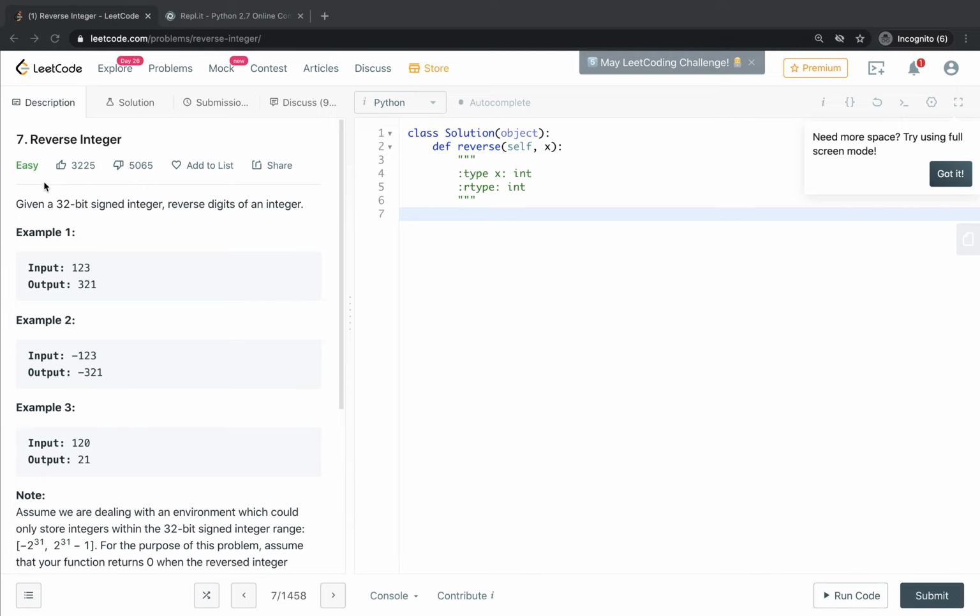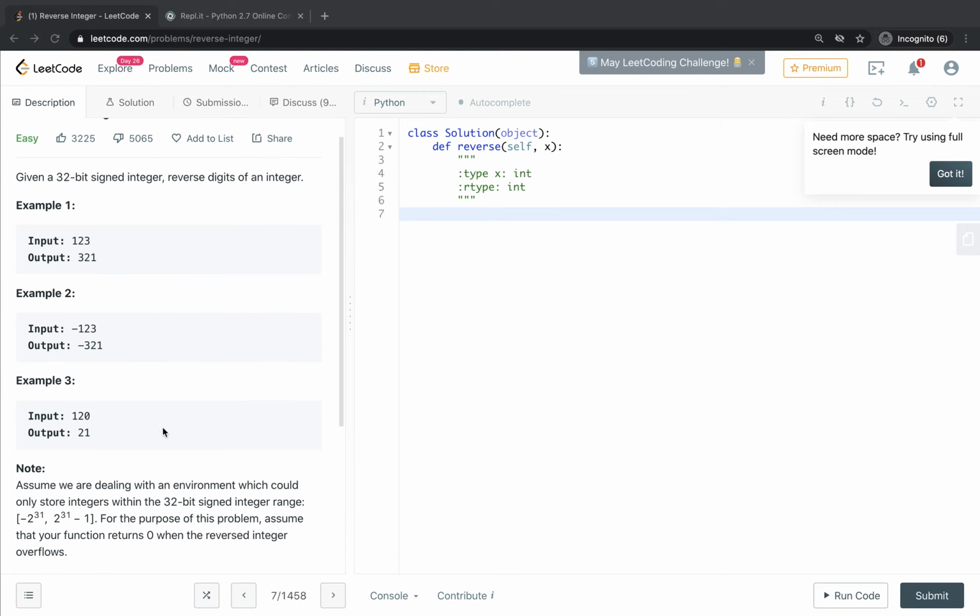And this is an easy problem. All right, so for this problem, the idea is you're given some integer, 1, 2, 3, for example, and you just want to reverse these digits so that it becomes 3, 2, 1. And it works the same way for a negative number. And that seems pretty basic.